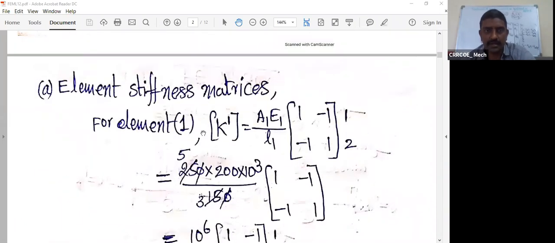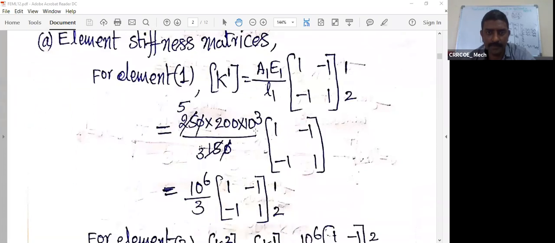So first you write down the element stiffness matrices. Element stiffness matrix for element 1 is A1 E1 by L1, [1 -1; -1 1]. So global degrees of freedom 1 and 2. So after simplification, this is the element stiffness matrix: 10 power 6 by 3, [1 -1; -1 1].